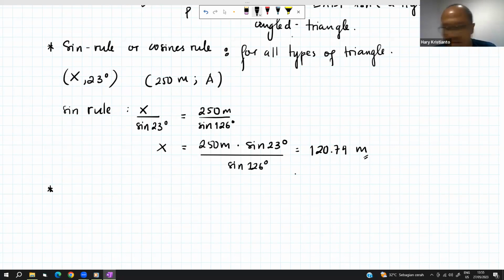Now the second one, the question is the bearing A from P. What does it mean, the bearing A from P? It is known, bearing A from P is 303.